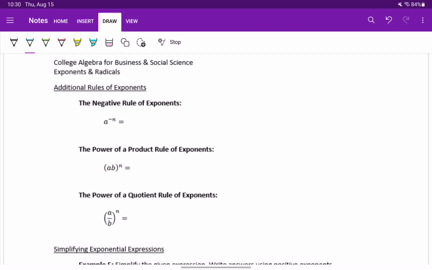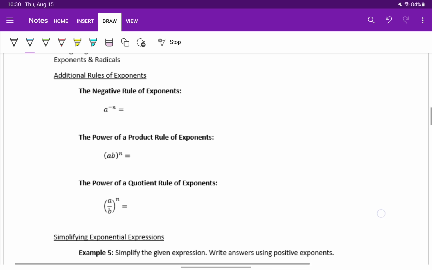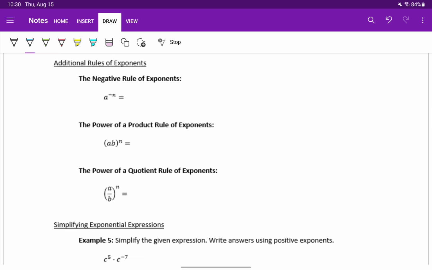We have 3 additional rules that will help us with simplifying and rewriting expressions with exponents. The first one is the negative exponent rule, which tells us that a to the negative n power, something like a to the negative 2 or a to the negative 4th, is the same thing as 1 over a to the n power. So we take the reciprocal of that expression, since we can write any number over 1. To get rid of a negative, we just flip that fraction.